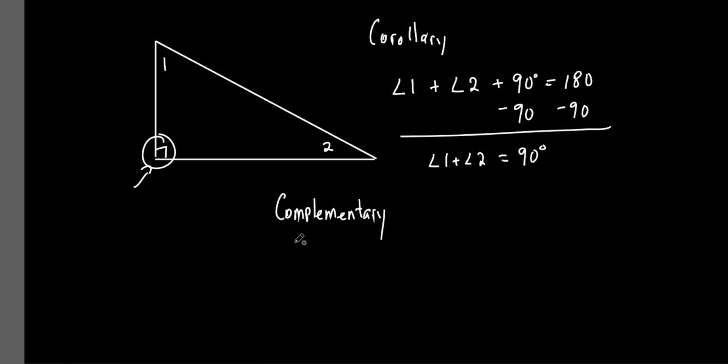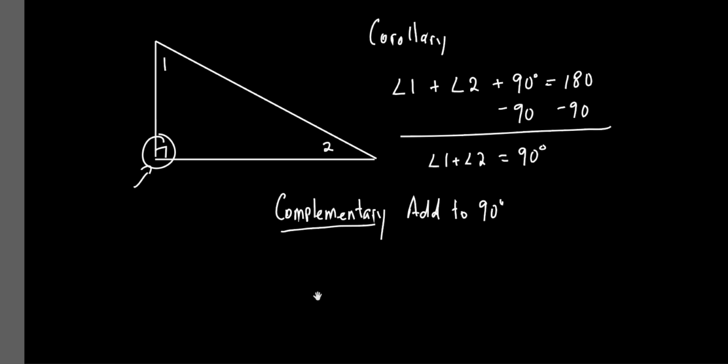So what does it mean for angles to be complementary? They add up to be 90 degrees. What does supplementary mean? Supplementary means they add up to be 180. So complementary means they add up to be 90. Our corollary basically says this: the acute angles, angles 1 and 2, of a right triangle are complementary. And what does that mean? It means these two angles add up to be 90 degrees. That's all it's saying. Does that make sense? Yeah.